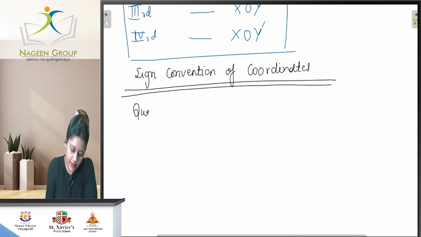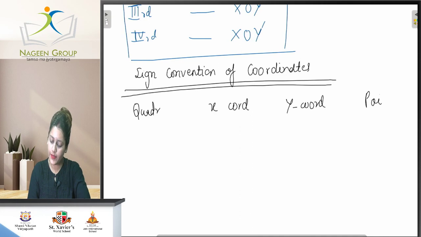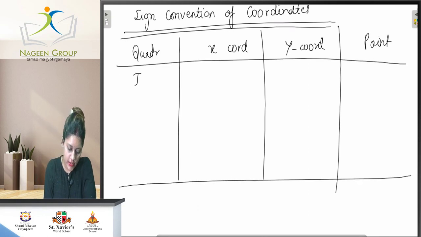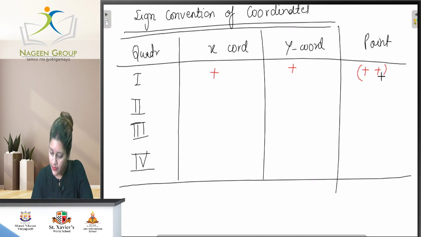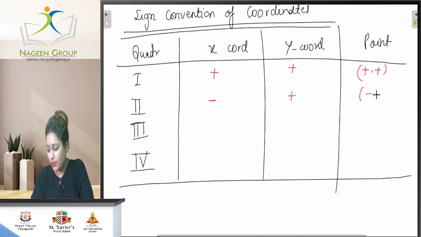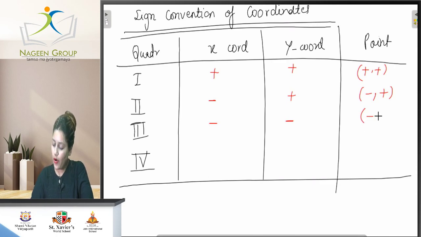So these are the quadrants, this is the x coordinate, this is the y coordinate, and these are the points. You have to learn this: first, second, third and fourth. If we take the first quadrant, then the sign is positive for x and y is also positive. So the point has both positive numbers. After that, in the second quadrant, x is minus while y is plus. So the point is a minus and plus point. In the third quadrant, both signs are negative, so the point is both negative. After that, in the fourth quadrant, x is plus while y is minus. So the point is plus comma minus.